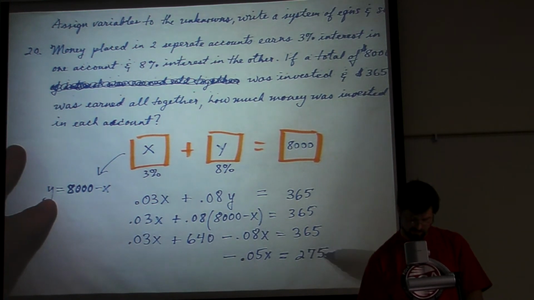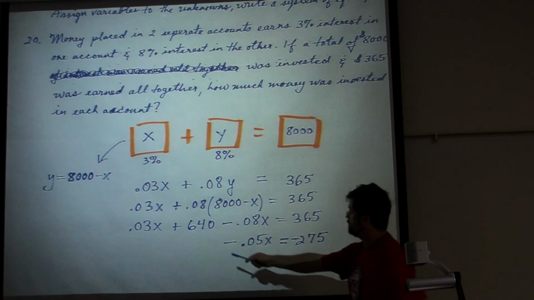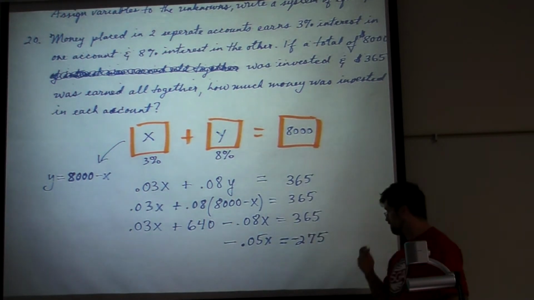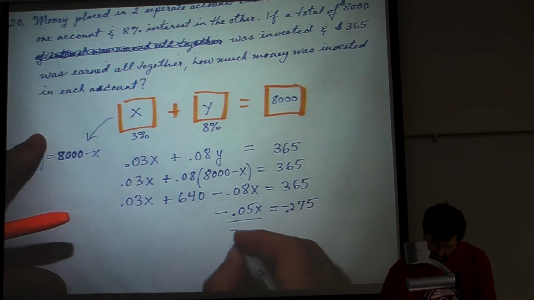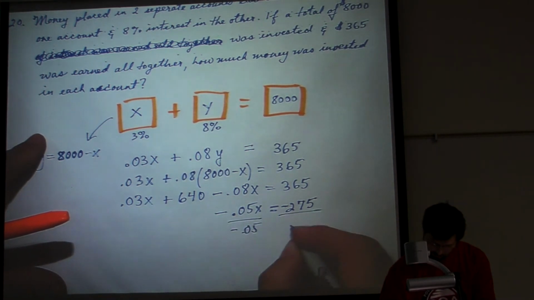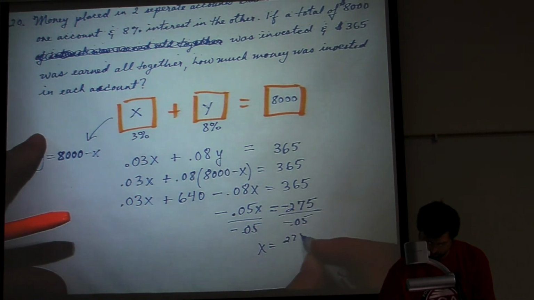Let me just check. 5 plus 5 here. 1. Yeah, that was right. Of course, that'll be negative. Yes, 640 is bigger than 365. And then I'm going to divide both sides by negative 0.05. So the negatives cancel, and x will be 1, 2, 2.